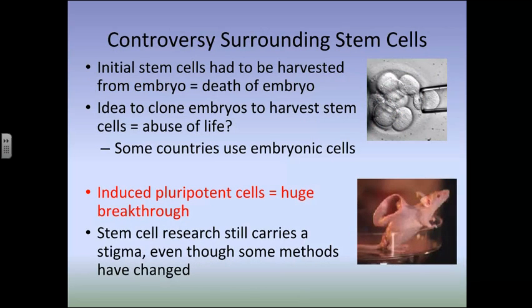and that's a pretty cool thing. The controversy around stem cells arises from the fact that the original stem cells had to be harvested from an embryo, which meant that we were killing embryos. And really, we weren't killing them. We were using ones that were left over. But people had some really big ethical concerns about whether we should be abusing life to harvest stem cells to do research. Some countries still use embryonic stem cells.